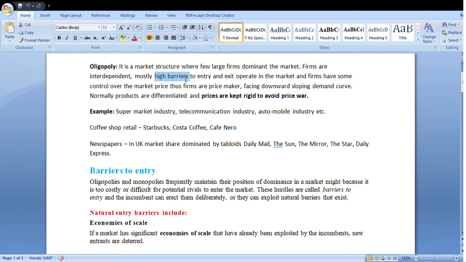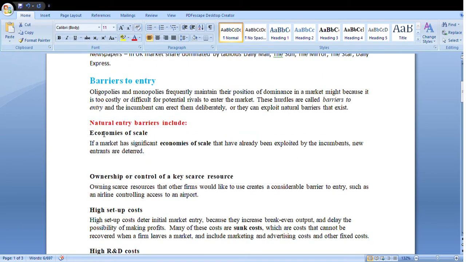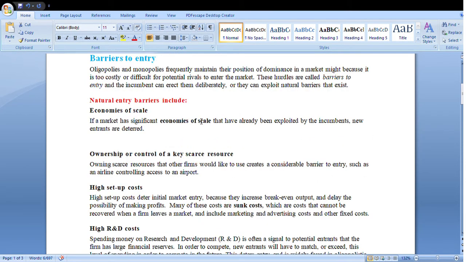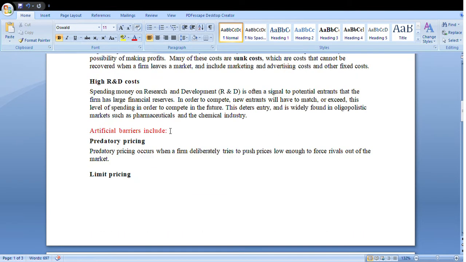Number three, there are high barriers to entry and exit. Now we are going to learn what barriers to entry are. It means it is difficult to enter into the market, not easy for a new firm to enter. This is called barriers to entry. There are several types of barriers to entry. Some are natural entry barriers, which means they happen naturally. And some barriers are artificial barriers.